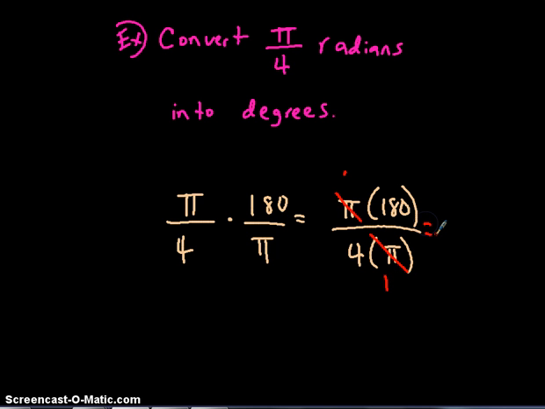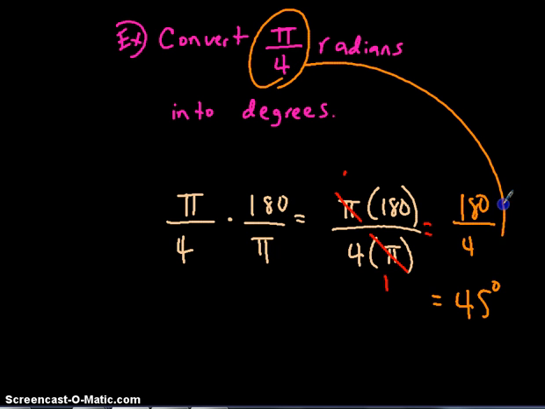And you wind up having a new expression that will equal 180 divided by 4. Once you calculate 180 divided by 4, you should wind up getting 45 degrees. So pi divided by 4 equals 45 degrees.